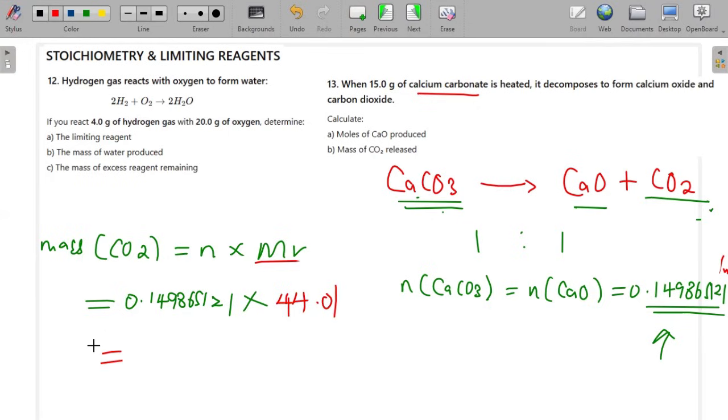Okay, so I just multiply this now. I find the mass to be 6.06 grams. So this was the mass of the carbon dioxide that was released. Okay, I think for the first class we can end here.